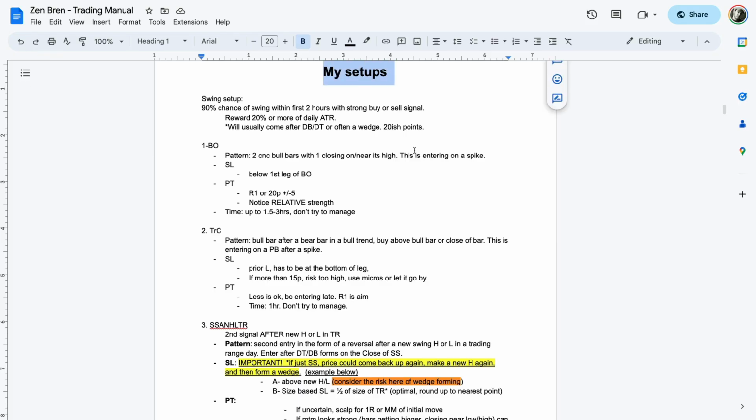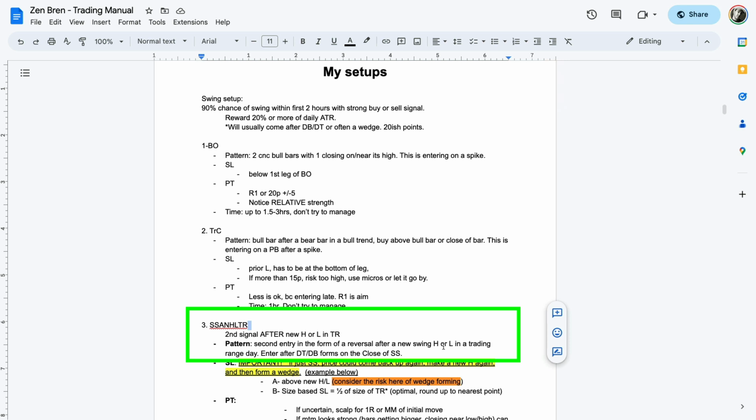And for that, I use my setups. My first two setups are for trends, but the third one here is for trading ranges. Second signal after a new high or low in a trading range. So with this, the pattern we're looking for is a second entry in the form of a reversal after a new swing high or low in a trading range, entering after a double top or double bottom forms on the close of a second signal. Now let's look at an example.